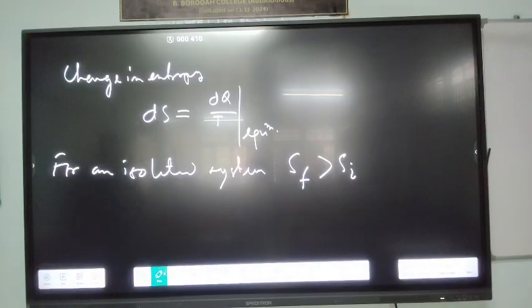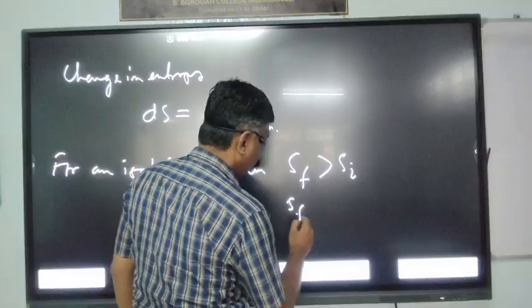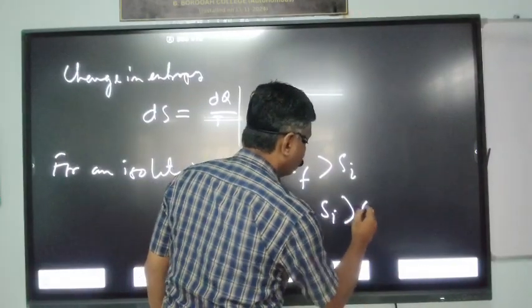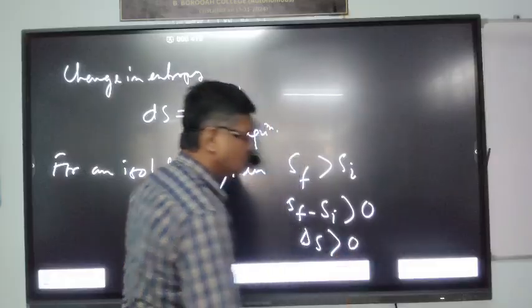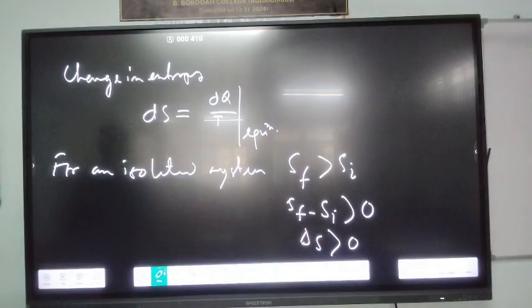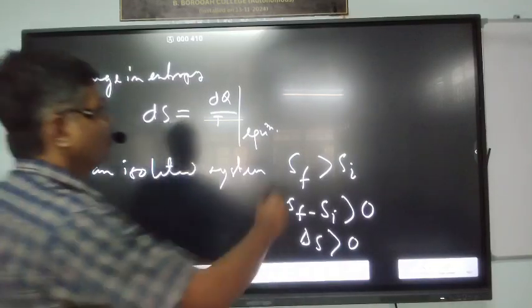That means SF minus SI is greater than 0. That means delta S is greater than 0. So change of entropy is always greater than 0 if you go from the initial state to the final state for an isolated system. And from here I can define the second law of thermodynamics again.